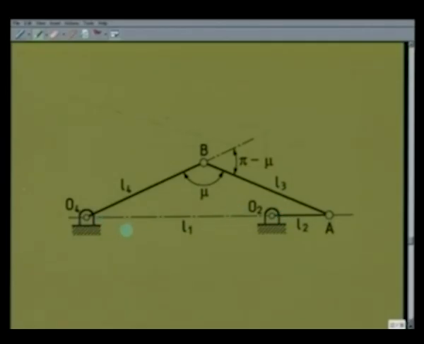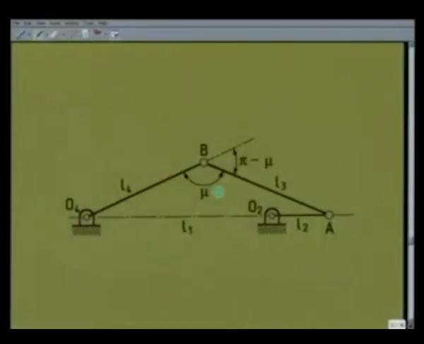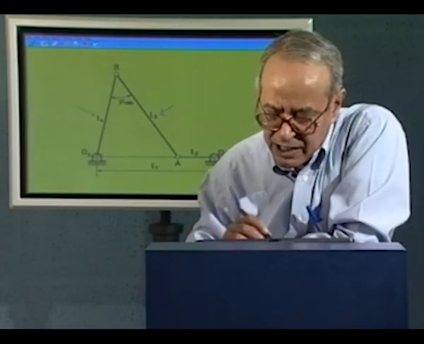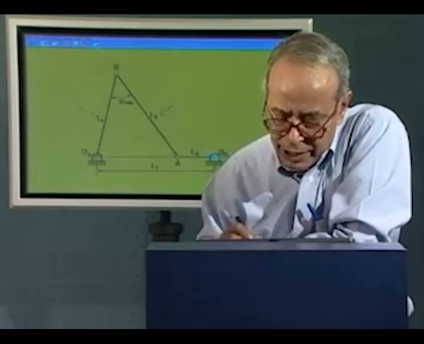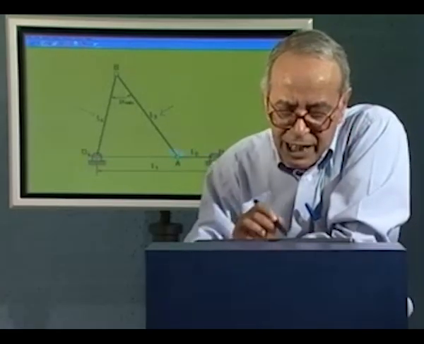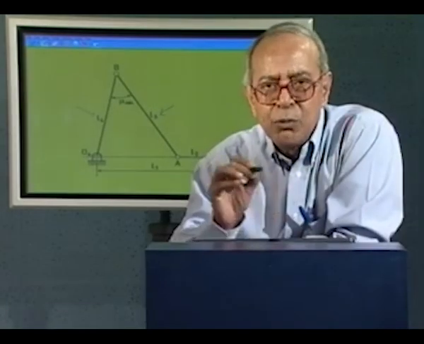So, there are two situations, either O2A is in this direction when this angle between the coupler and the follower is more than 90 degree, and the transmission angle is pi minus mu. The other situation is when O2A is again along the line of frame and the coupler and the follower makes an acute angle, and that itself is the minimum transmission angle mu min. This now we will demonstrate through models.